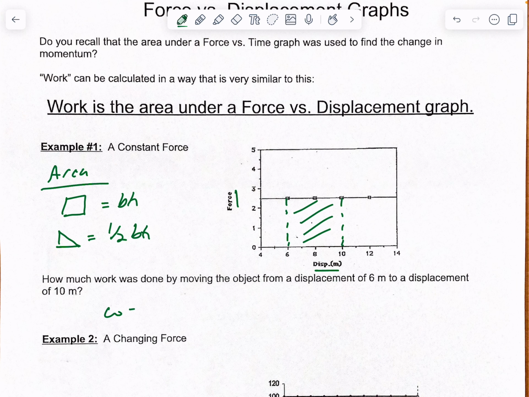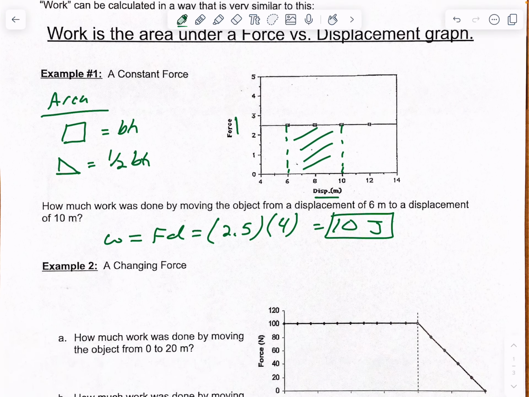So work equals force times distance, which my force is my y, or you can say rise or your height, base times height. So your height would be 2.5. Your base goes from 6 to 10, that is 4, so be careful with that, don't put 10. So 2.5 times 4 gives you 10 joules, and that's all you had to do.